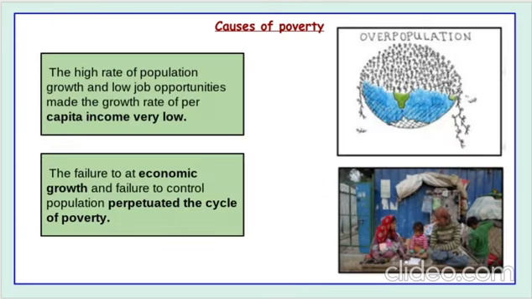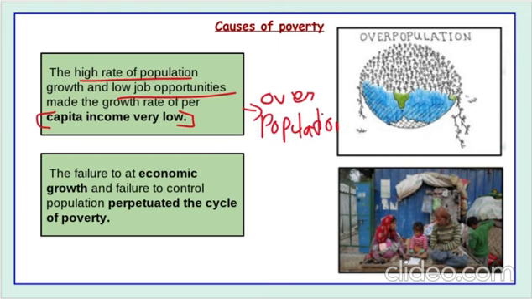Similarly, there was a high rate of population but low job opportunities. What happened? The per capita income became very low. Due to what? Due to nothing but overpopulation. So, due to overpopulation, the per capita income became very low. There was overpopulation but low job opportunities. Now, the failure of economic growth and the failure to control the population also perpetuated the cycle of poverty.